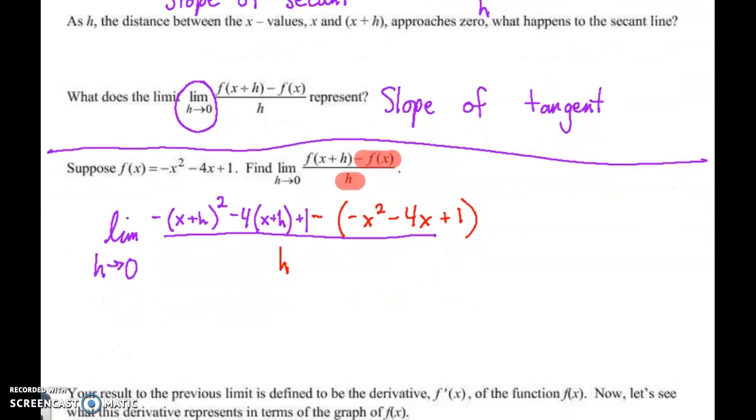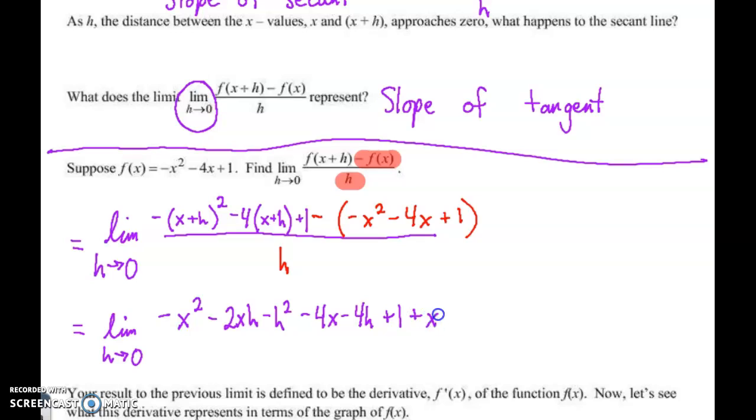And as you simplify that, limit as h approaches 0, well, I'm going to do several steps at once because I've already run out of space. That's x squared plus 2xh, but I'm going to distribute that minus in there as well, and then plus h squared, but distribute that negative in there, minus 4x minus 4h plus 1 plus x squared plus 4x minus 1 all over h.